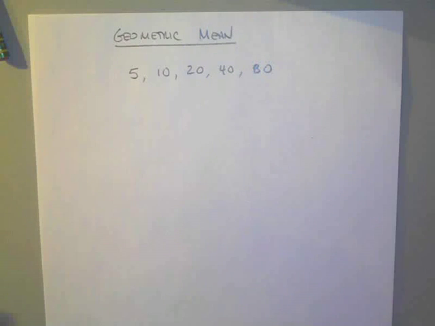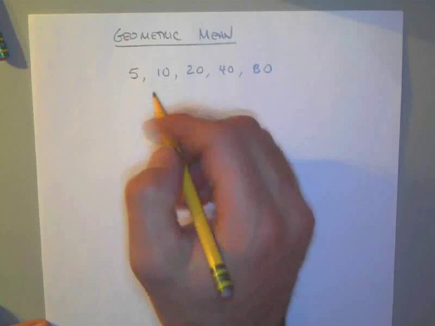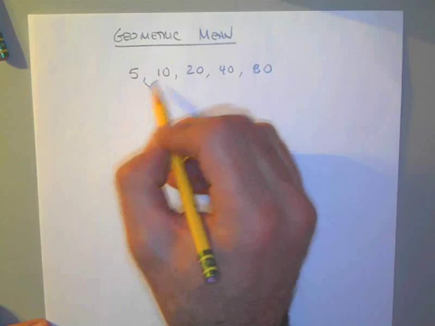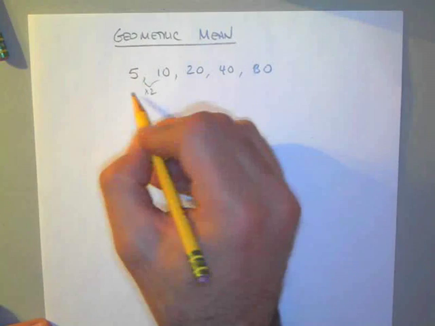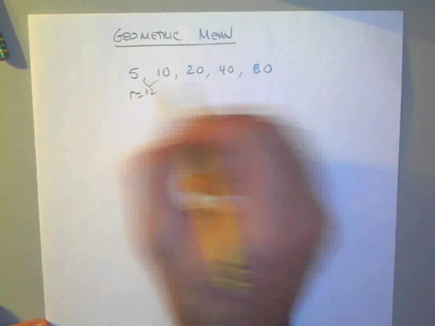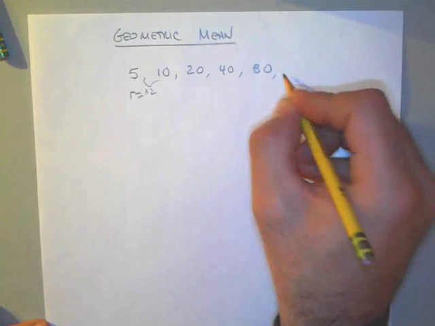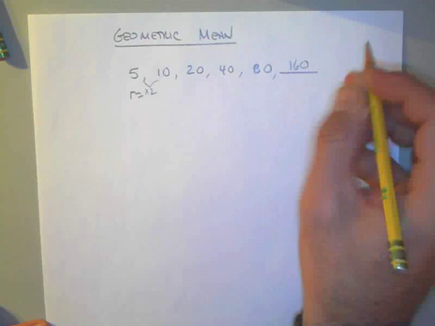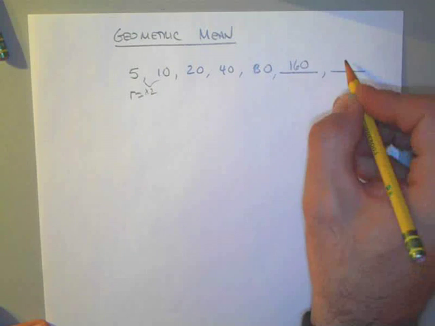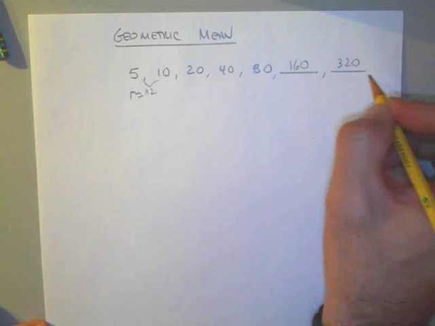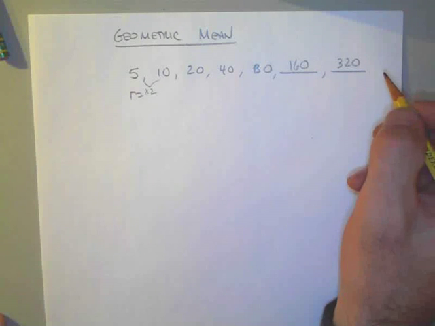Dave Stovlin here. We're working on geometric sequences, and this particular topic is the geometric mean. Now let's look at this sequence. It looks like we're multiplying times 2, so that's the common ratio, so this is a geometric sequence. And if we were to continue this on, we'd have 160 and 320 and so on and so forth.